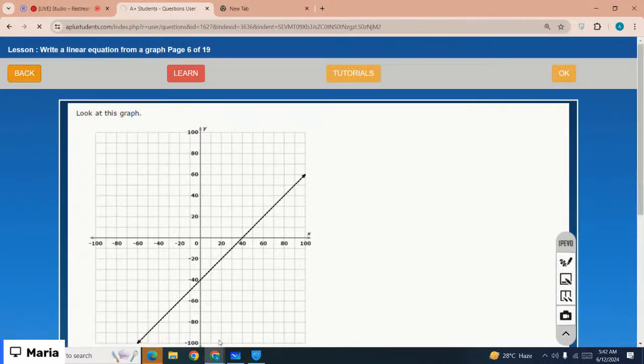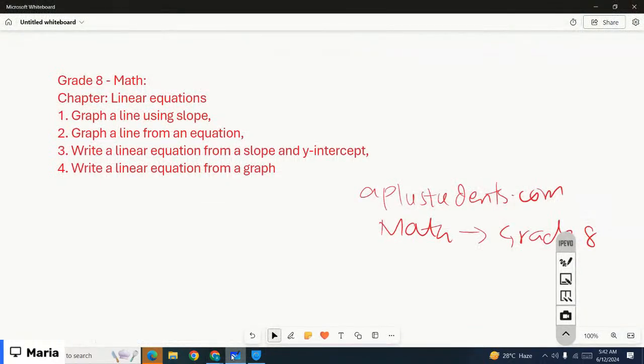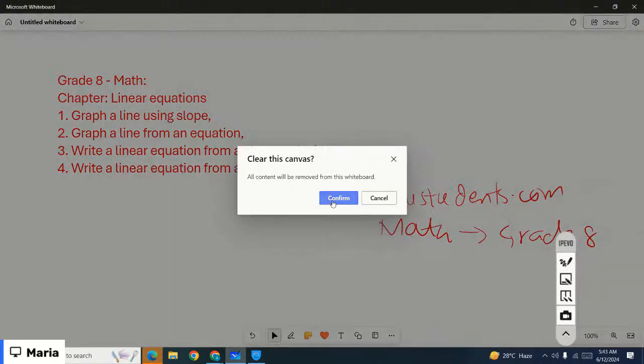So we were working on grade 8 math. The chapter we were working on is linear equations. The lessons we have covered today are: graph a line using slope, graph a line from an equation, write a linear equation from a slope and y-intercept, and write a linear equation from a graph. Please make sure that before the next session you complete all the practice questions for the lessons we did today. That is your homework until the next session.